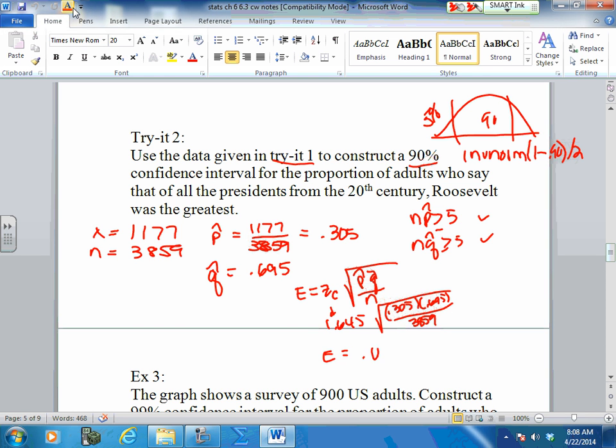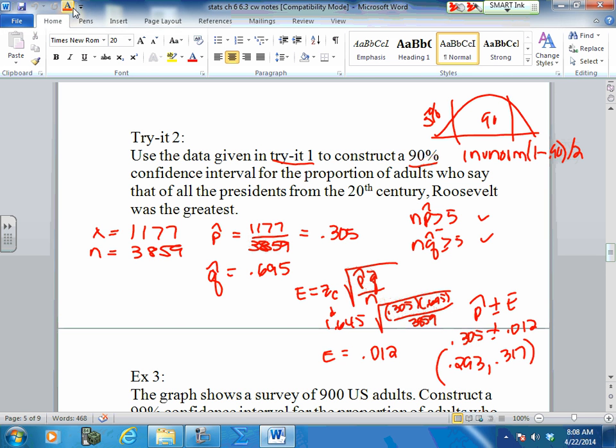0.012, right? Okay, so p-hat plus or minus e: 0.305 plus or minus 0.012. See how small your margin of error is? You're only dealing with a proportion, and it's a pretty small proportion, so your p-hat's not going to be that large. So 0.293 to 0.317.